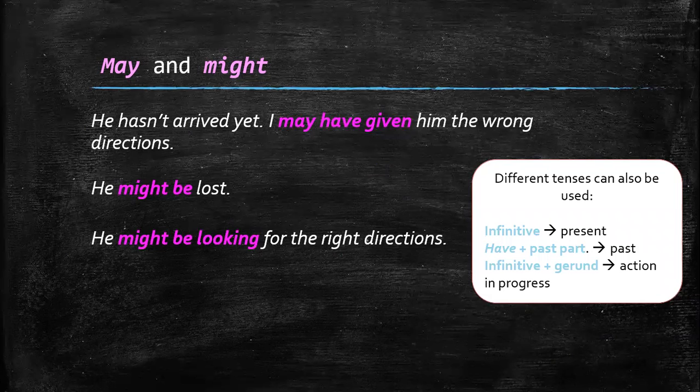He might be lost, okay? He might be looking for the right directions. This one is for present, okay? And it's also for present. How do you know that it's present, my friends? Very easy, because you have the auxiliary verb and the verb, okay? Different tenses can also be used. For example, infinitive present, have plus past participle, infinitive plus gerund, and action in progress.